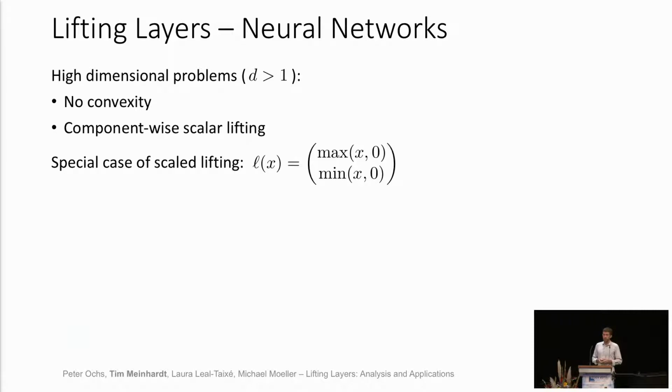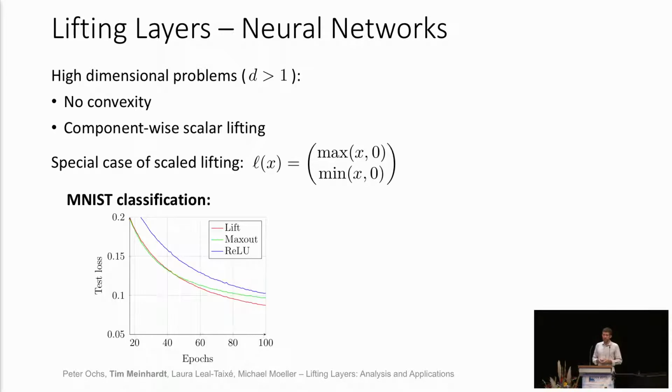We applied this to multiple high-dimensional neural network problems. One problem, for instance, is image classification. We applied this on MNIST and compared this lifting layer with different kinds of activations. One is, for instance, ReLU, the other one is maxout, which has a similar piecewise optimization strategy. And we show that our lifting layer actually converges better and converges to a lower test score on this example.